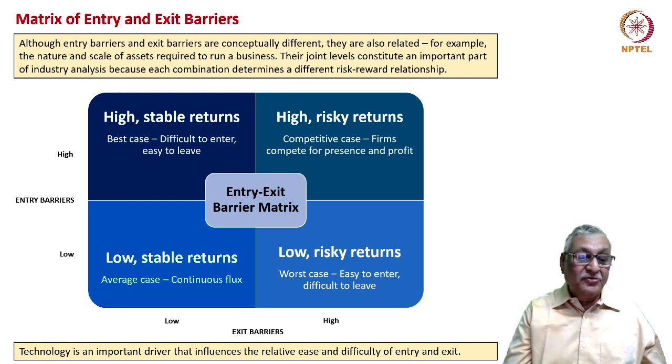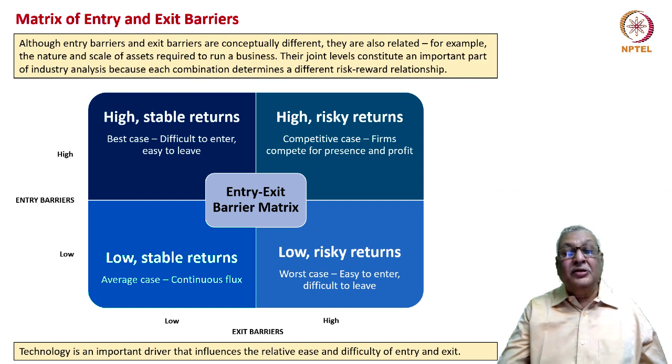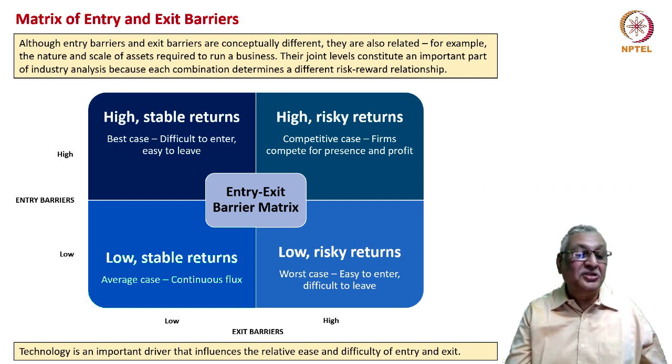Let's look at a situation where the exit barriers are low, but the entry barriers are high, which means that if certain incumbents are already there in the industry and they have established their entry barriers, it is very difficult for someone else to come into that industry. And the option to stay or leave is for the incumbents. So difficult to enter, easy to leave. It is in a way the best case for any industry or a firm, and this situation offers high and stable returns.